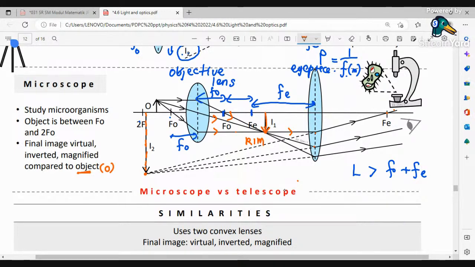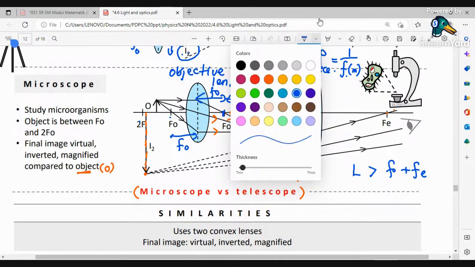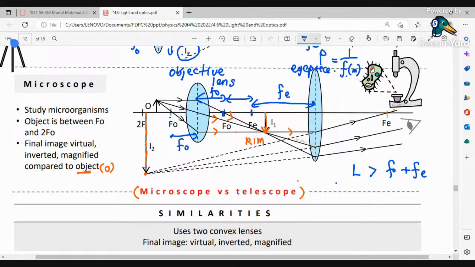Okay, bukan objek I2, objek O yang first tu. So dia adalah virtual, inverted, magnified, compared to O. Okay, so ini ialah microscope. Now let's try to differentiate between microscope and telescope, because the properties of lenses used for microscope and telescope you need to memorize, kena hafalkan. Soalan Paper 1 also, there's a question that comes out. Paper 2, okay, so you must understand this one.